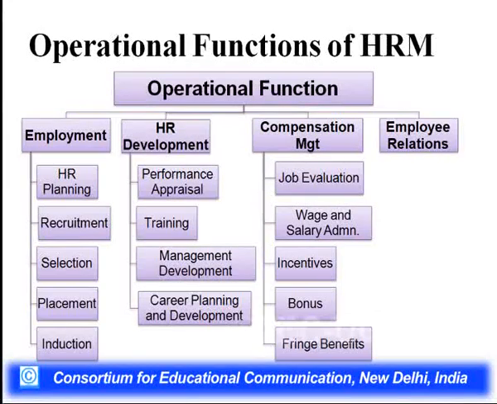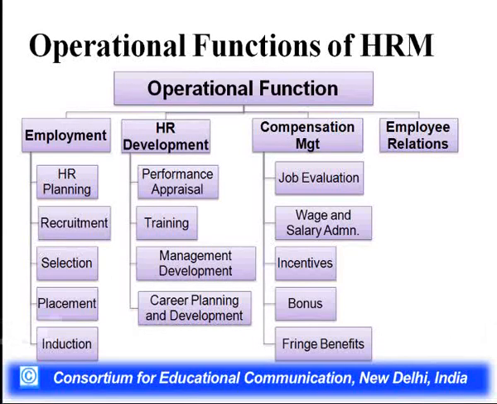Another set of functions of the HRM is the operational functions, which has 4 core areas. The first is the employment part, which has the HR planning, then the recruitment, selection, placement and induction, which is again part of the staffing process. And the second component is the HR development, which includes the training and development, and before that the performance appraisal has to be taken care of, and only through that the training and development, career development and skill development can be decided and introduced.